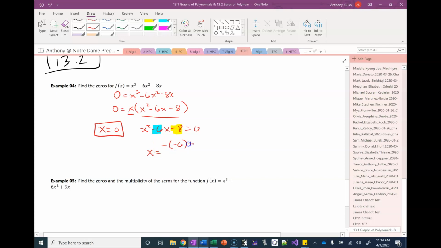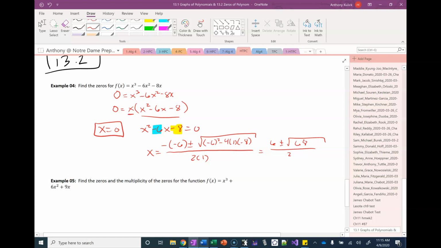So negative b plus or minus the square root of b squared minus 4ac, all over 2 times a. That's the quadratic formula. So negative of a negative is positive. So we have 36 minus a negative 32. So that would be 68 over 2.